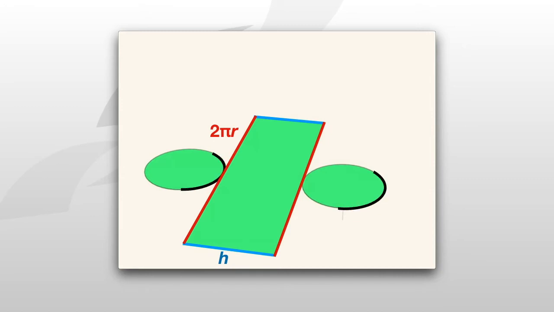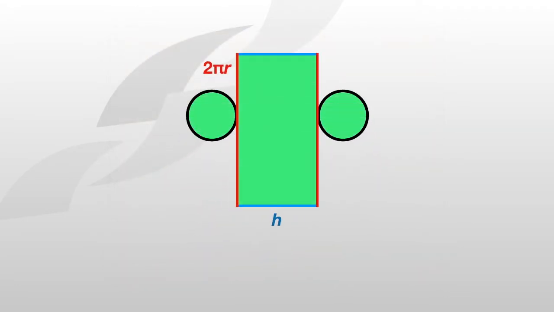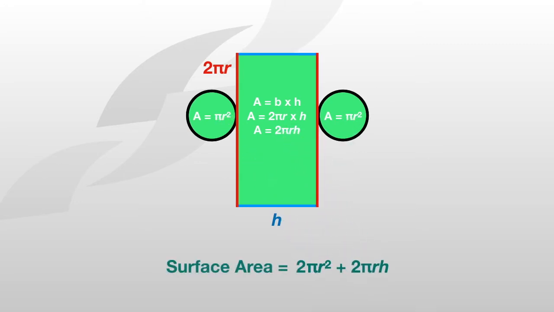The top and bottom of the cylinder are circles. The area of each circle is pi r squared, and the area of the rectangle, then, is 2 pi r times h, or 2 pi r h. So the total surface area of the cylinder is 2 pi r squared plus 2 pi r h.